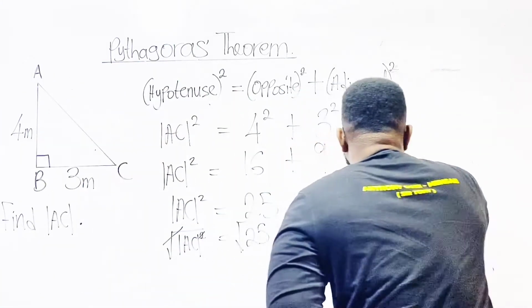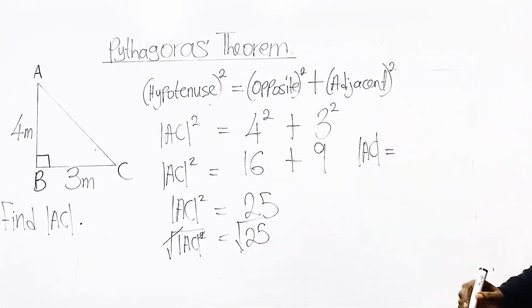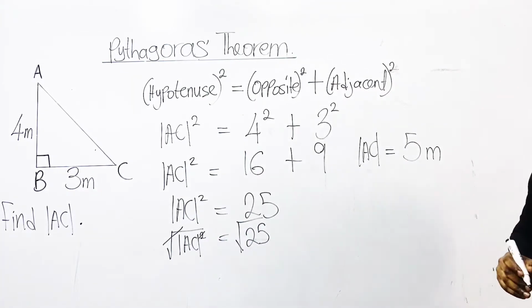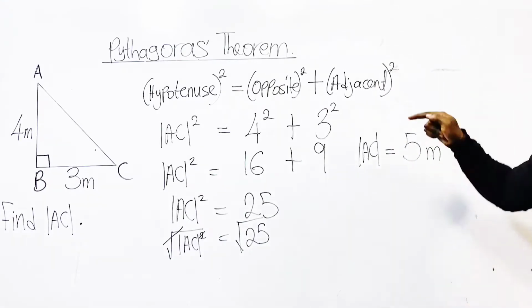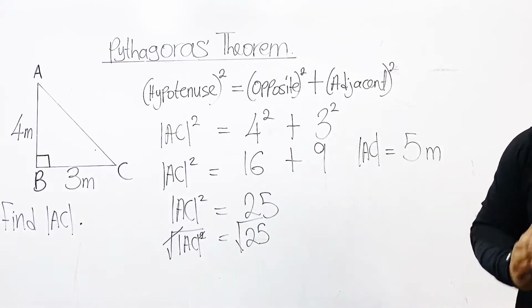So the line AC will be equal to the square root of 25, which is 5, in meters. It is positive 5 because we are talking about a line. Lines are positive in value, so we can't say plus or minus. So the answer for AC from this question is 5 meters using the Pythagoras theorem.